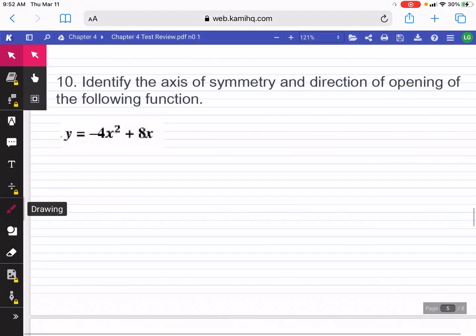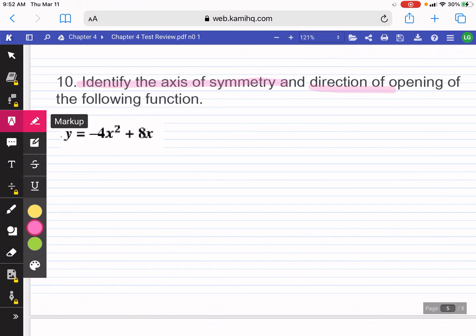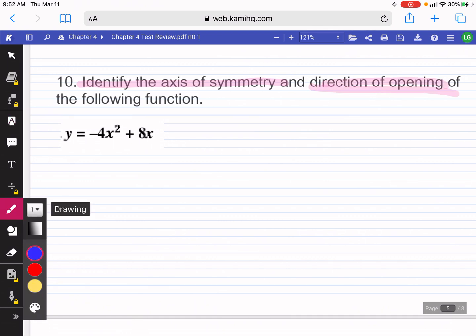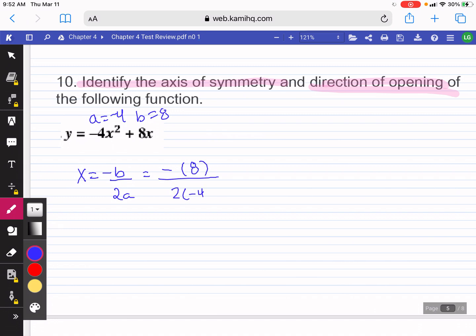In this next question, we're going to identify the axis of symmetry and direction of opening. So axis of symmetry is basically your x value from your vertex. So we use the same formula, that x equals negative b over 2a. Here I plug in negative, b is 8. On the denominator, a is negative 4. So this becomes negative 8 over negative 8, which is 1. So we're not finding the whole vertex, just the axis of symmetry. So we already have our answer. Our axis of symmetry here would be x equals 1.